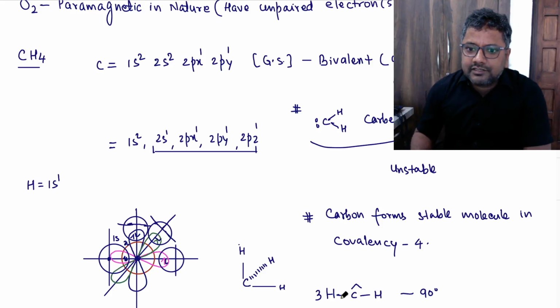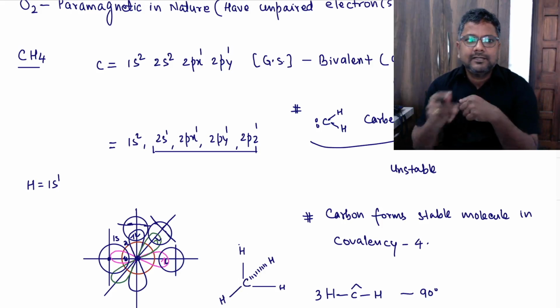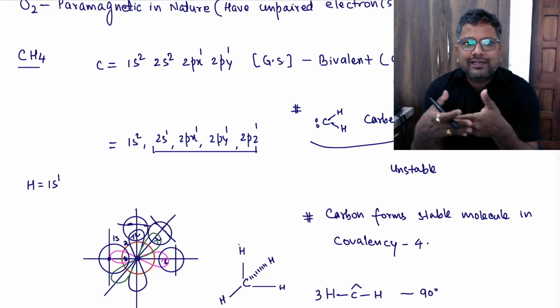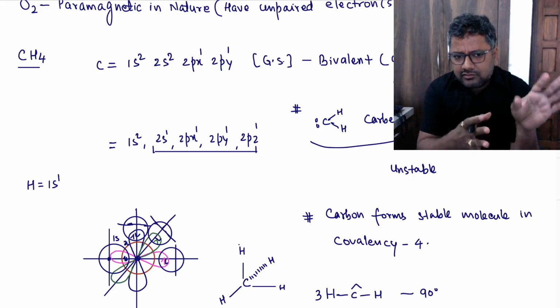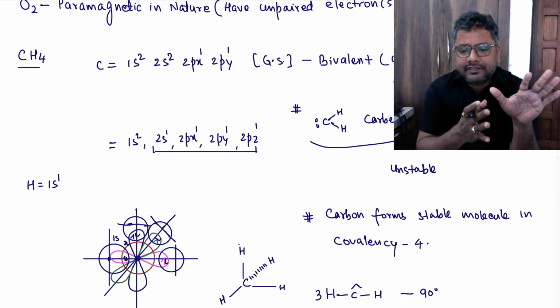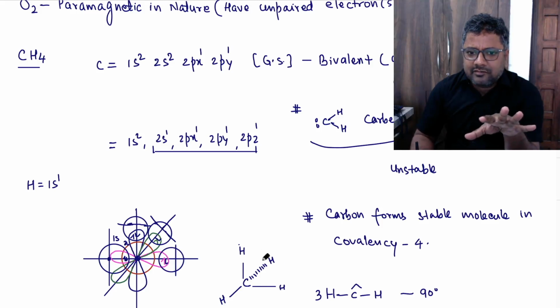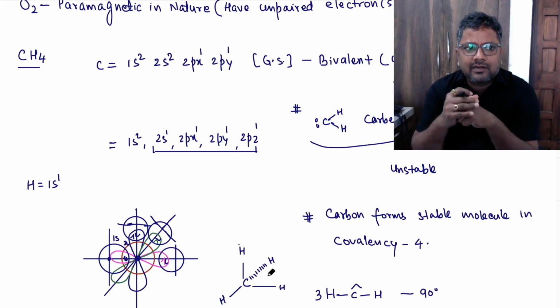3 HCH bond angles, and the 1 HCH bond angle, that could be anything, right? That could be anything because this is 2s overlapping. So don't consider the orientation of that. Only if you talk about these three. So this type of structure should be there for methane.